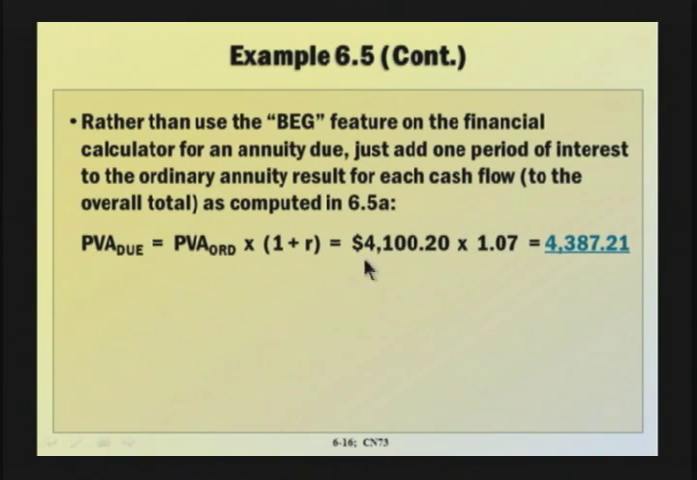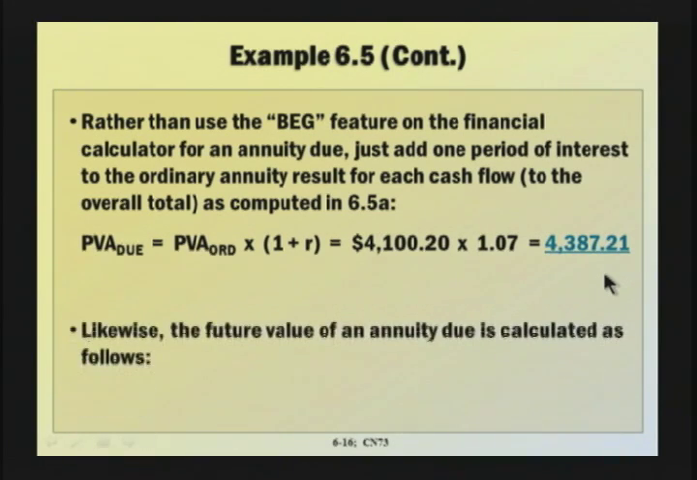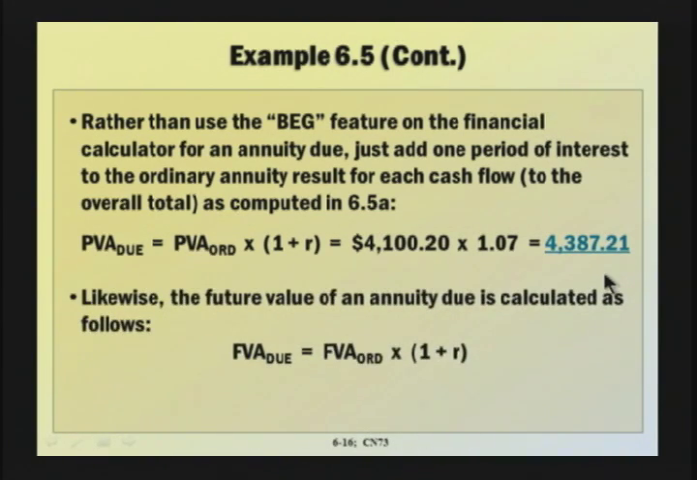So again, we took the present value of that ordinary annuity, $4,100.20, multiplied by 1 plus the 7% interest rate because we discount 1 year less, and that is the present value of the annuity due. If we were calculating a future value, it's done the same way. We just take the ordinary result and we add 1 year more interest.